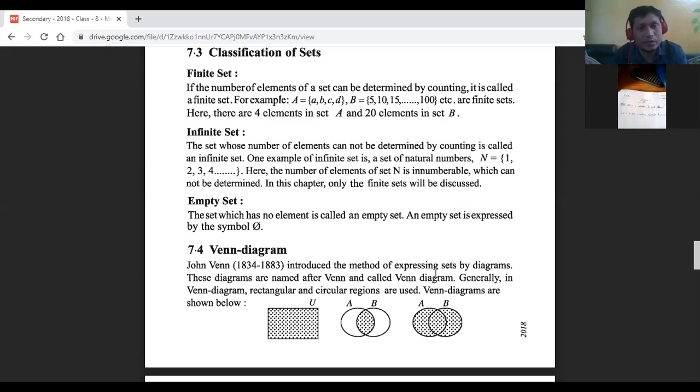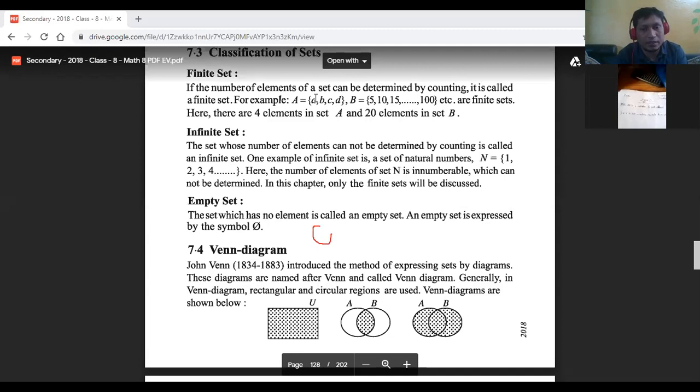That is, the set which has no element is called an empty set. An empty set is expressed by the symbol phi. I am drawing the symbol. This type of symbol is called phi. This is the symbol for expressing an empty set. If we see the symbol, we will know that this is an empty set. And in an empty set, we will not use second bracket. This symbol is enough, just empty.